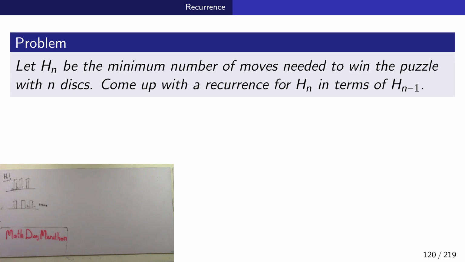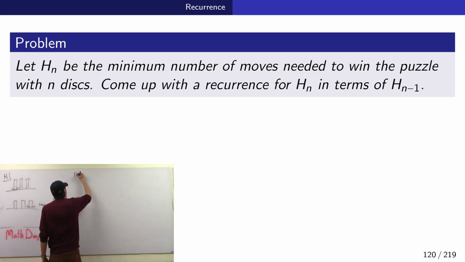We can look at some more, but now I'm just going to look at h sub n, and I want to think about the minimum number of moves for h sub n. So what happens with h sub n? We might not really do a double count here.